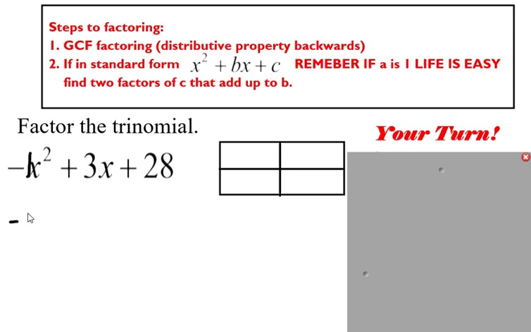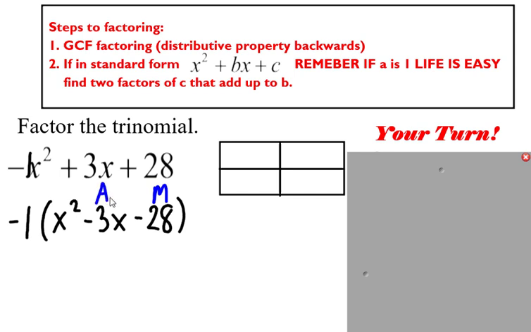But dividing a negative 1 out, what's it going to do to all of these items? It'll change their signs. This will be a positive x squared, now a minus 3x when you divide a positive 3 by a negative, and a minus 28. Now I need two numbers that multiply to make negative 28 and add up to be negative 3.